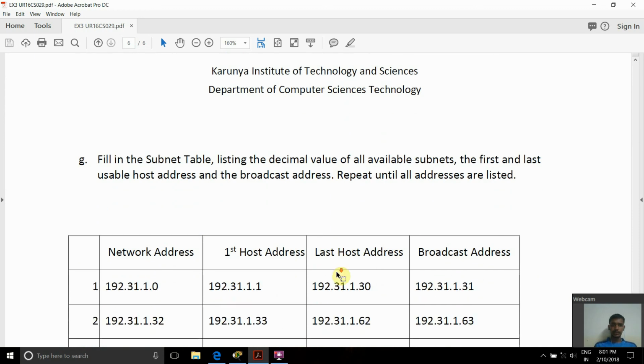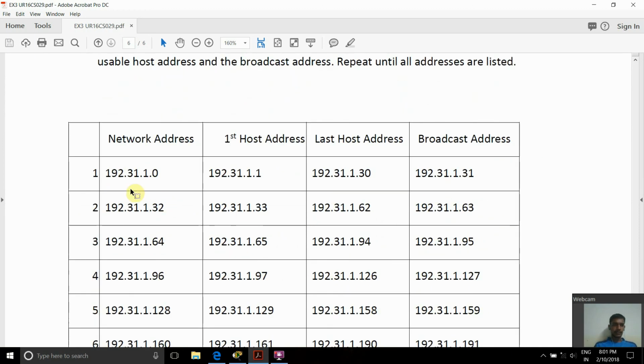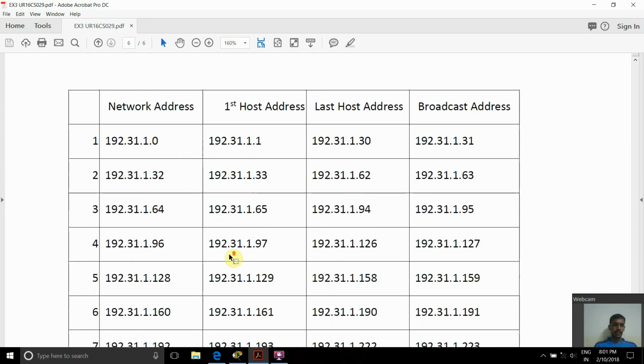And again there's a subnet table. This is our address. Again there are 32 IPs in each subnet, so it's 0 to 31, then 32 to 63, and so on like that. The first host address is 1.1. The last one is two addresses prior to this, because that's the last usable one, and the last one is actually 0.31, which is the broadcast address, but that can't be used.